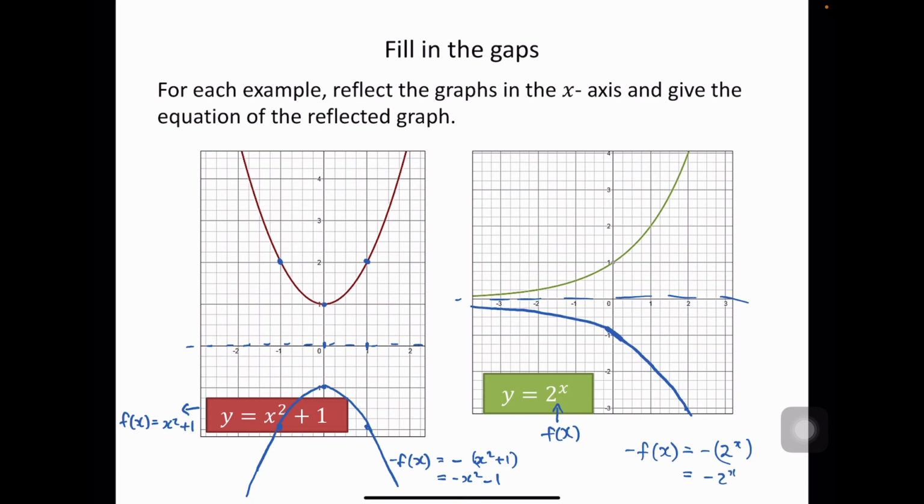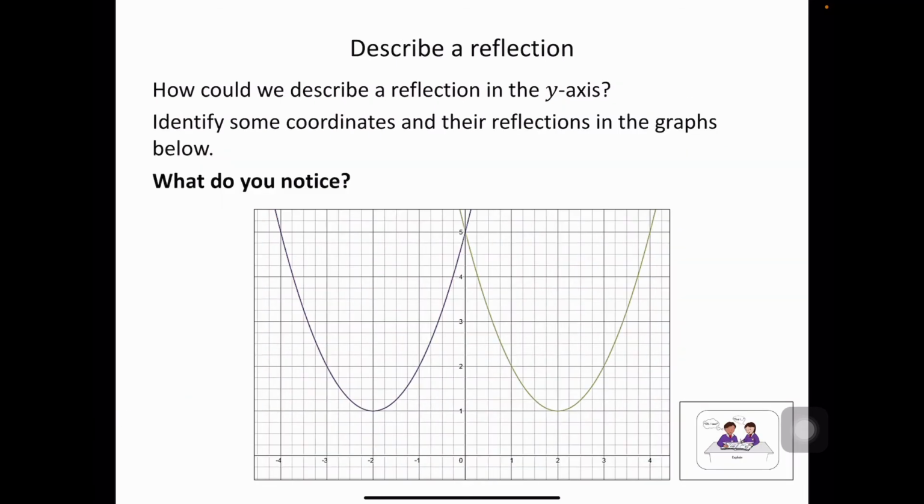So remember, x values are not changing. The graph is being reflected in the x-axis, and the y values in this case are becoming negative. This y value here, which is a 1, becomes negative 1. This y value here is 2, and it becomes, okay, my drawing is not perfect, but it becomes negative 2, and so on and so forth.